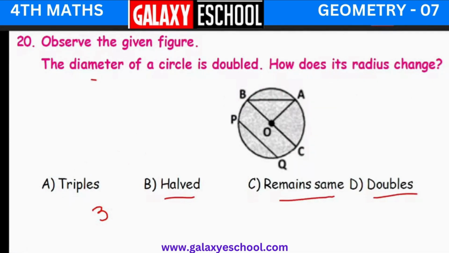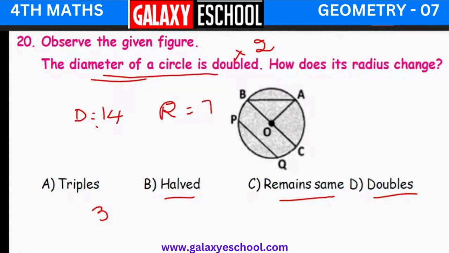Now what is the question here? The diameter of a circle is doubled. Doubled means multiplied by 2. For example, if you take the previous question only, the diameter was 14 centimeters and the radius was 7 centimeters. We found that out. Now if we double the diameter, that is 14 multiplied by 2, it will be equal to 28 centimeters. Now our new diameter is how much children? It is 28 centimeters. Now what will be the radius for the diameter 28?